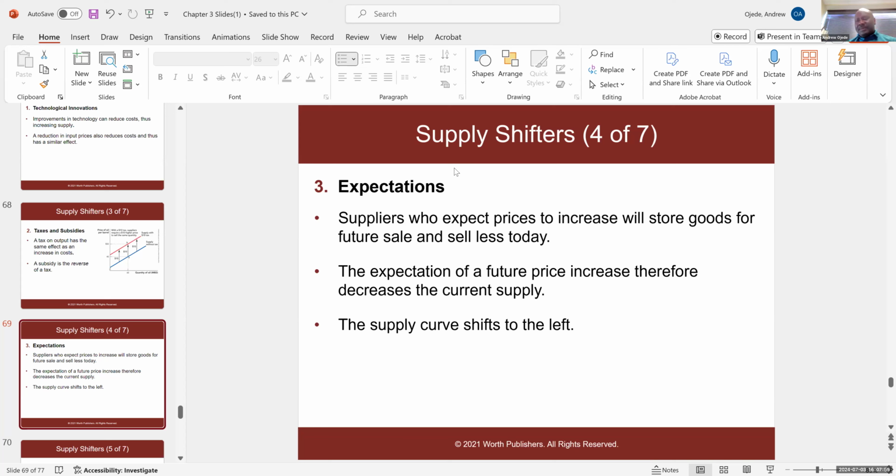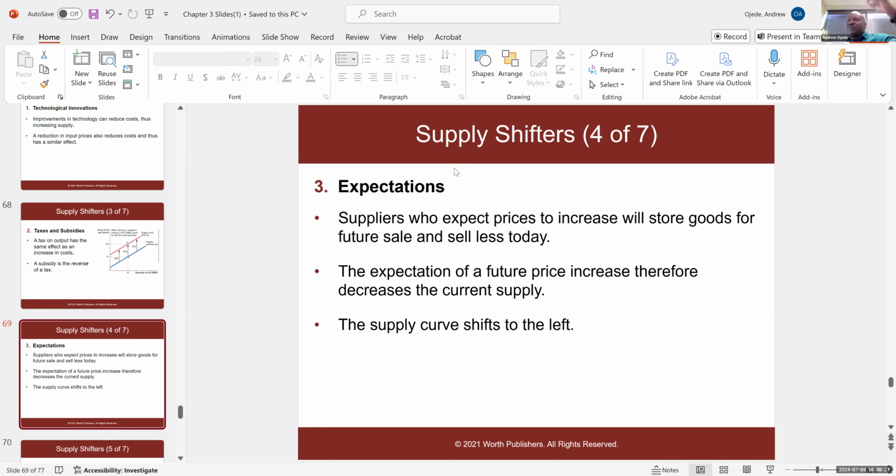So even though the price today has not changed, sellers expecting the prices in the future to rise will lead them to cutting supply today. It doesn't make any good business sense for you to start supplying a lot of your goods in the marketplace when the price is low, when you know tomorrow the price is going to go up. So an expected future price increase leads to a decrease in supply today.